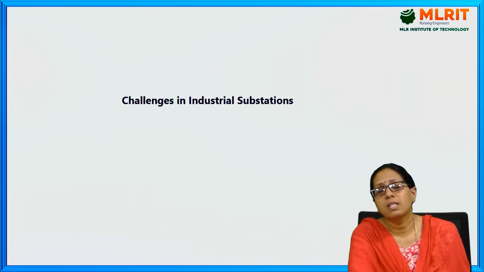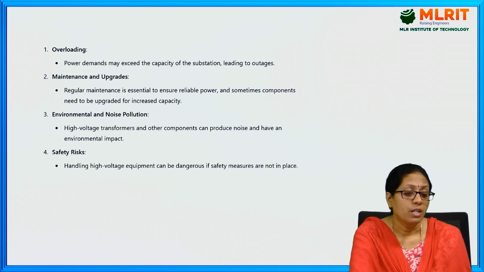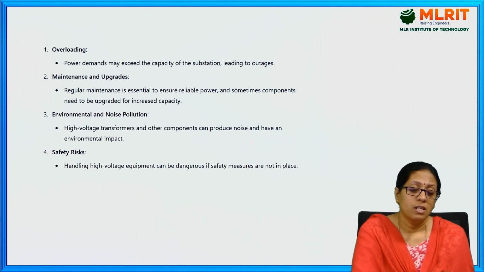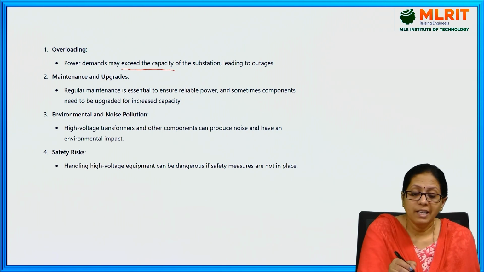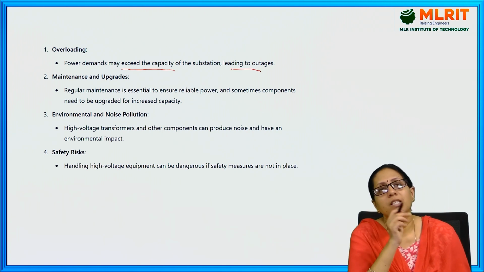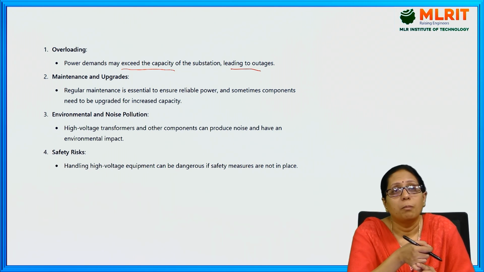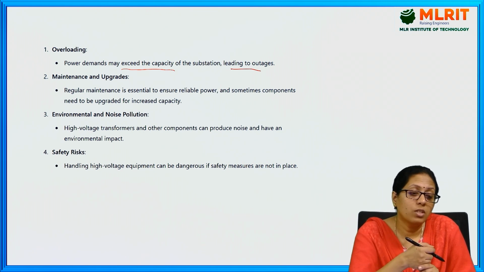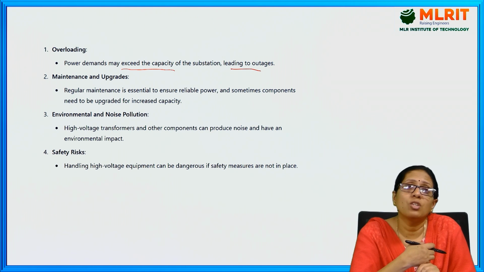Challenges in industrial substations. What are the different challenges faced by industrial substations? The first one is overloading. That means the power demands may exceed the capacity of the substation, leading to outages. The loads in the industry may increase suddenly or decrease suddenly. This sudden increase or decrease in the loads may affect the overall performance of the substation also.